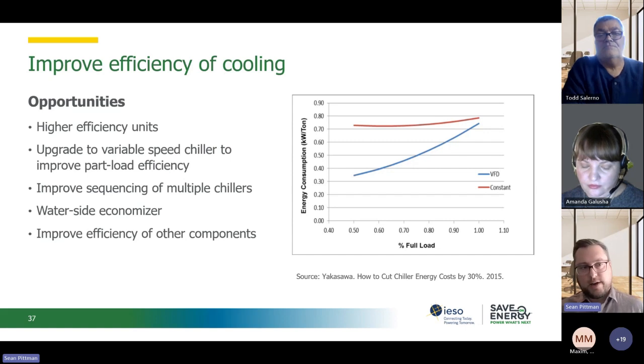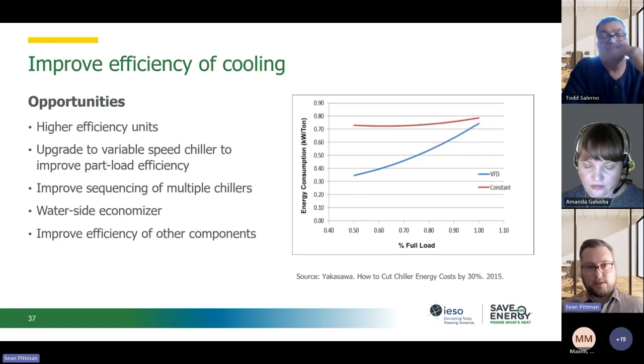That's shown on this graph here: the constant load chiller compared to a VFD chiller, and how their efficiency changes at different load percentages. We can see the VFD far outperforms the constant load chiller, as you would expect. We can also improve the sequencing of multiple chillers, so that would mean operating chillers at their ideal set points, where they operate at their best efficiency, and sequencing when those chillers turn on when you have multiple chillers. Do you have a point there, Todd?